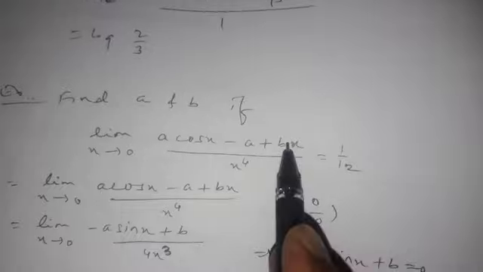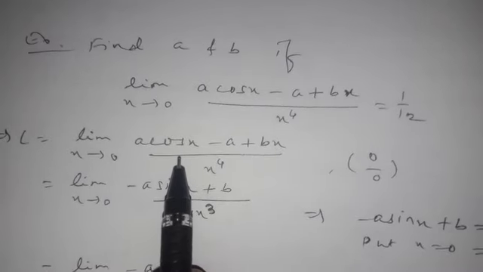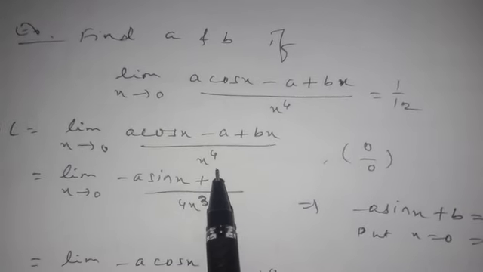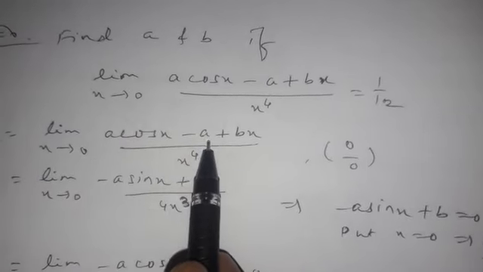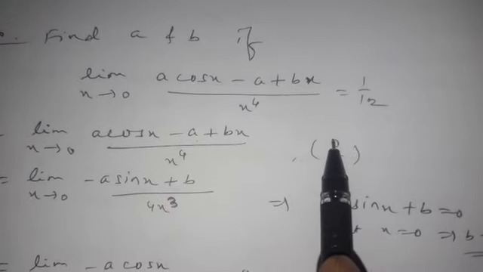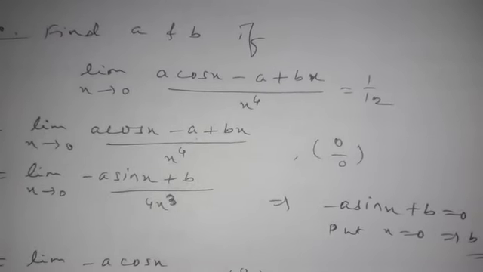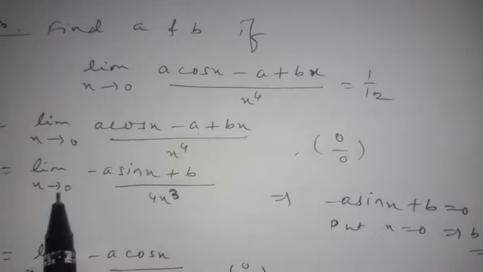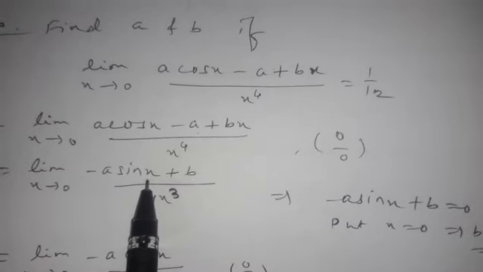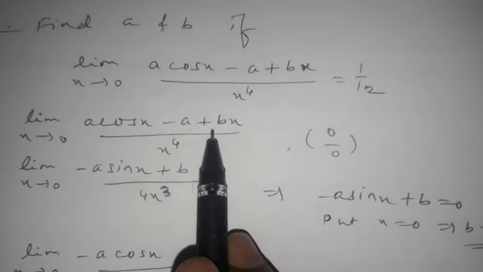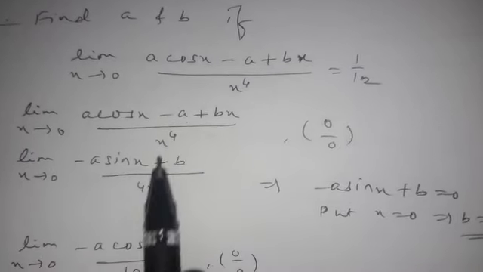Okay, now I can call that limit L. So L is equal to limit x tends to 0, a cos x minus a plus bx upon x raised to 4. Now if I put x equal to 0, I get cos 0 is 1, so a minus a, 0 plus 0. So the numerator is 0, and at x equal to 0 the denominator is 0. So it is 0 by 0, by L'Hospital rule. By L'Hospital rule what will we get? Limit x tends to 0, a as it is, derivative of cos x is minus sin x, derivative of a is 0, plus derivative of bx is b, upon 4x cube, isn't it?